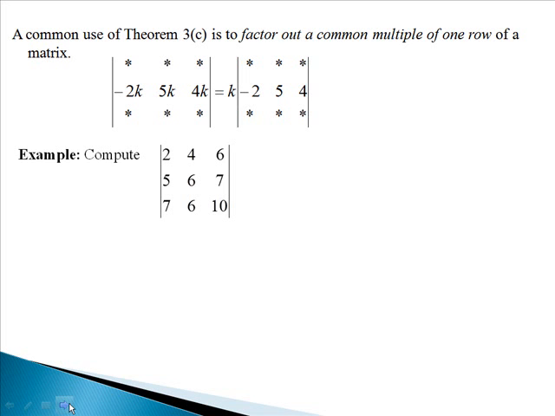So let's apply that. We want to compute the determinant of this 3 by 3 matrix. Looking at the very first row, we see that all the values are even. So I can factor out a 2 from the first row, and I'll have 1, 2, 3 in that first row.